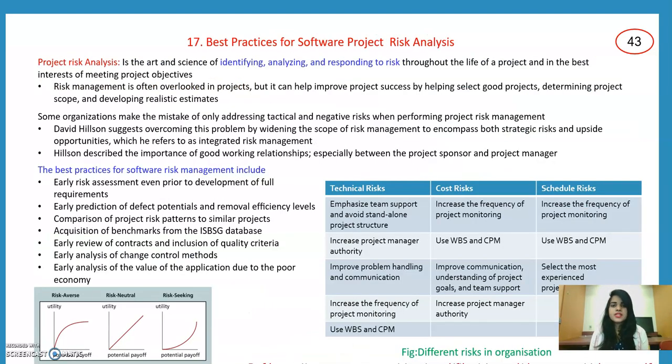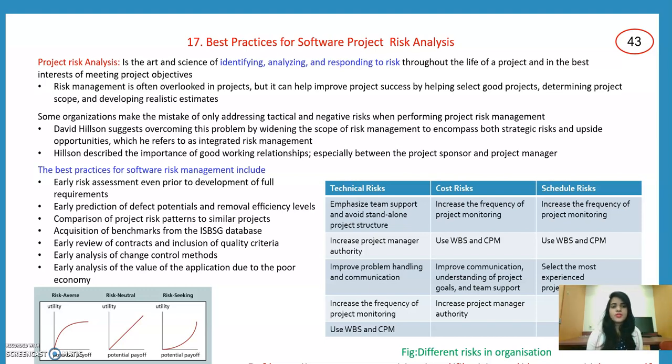The other best practice is the best practice for software project risk analysis. Firstly, we need to know what risk analysis is. Project risk analysis is the art and science of identifying, analyzing, and responding to risk throughout the life of a project and in the best interest of meeting project objectives. These are the different technical, cost risk, and schedule risk. In technical, we need to emphasize a support team and avoid a standalone project structure. In cost risk, increase the frequency of project monitoring. In schedule risk, increase the frequency of project monitoring.